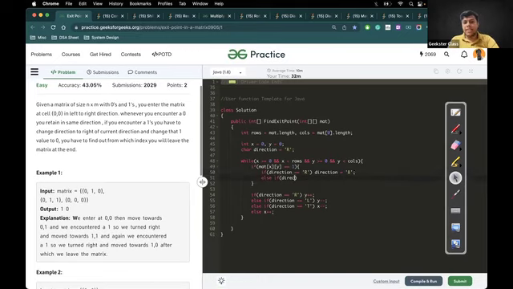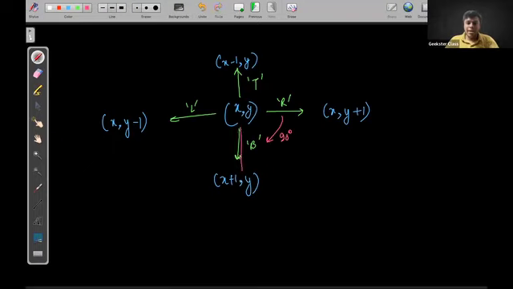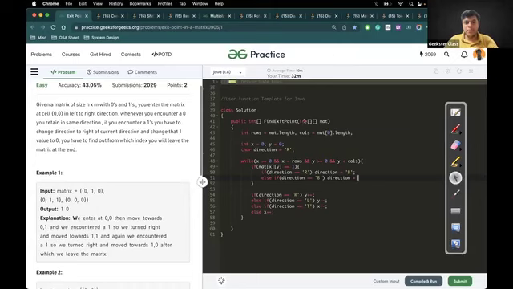Otherwise, if the direction originally was bottom, after updation what will it become? अगर हम डाउन जा रहे हैं तो डाउन से अब 90 डिग्री मूव करेंगे, what will it become? It will become left, L. So it will become L, capital L.